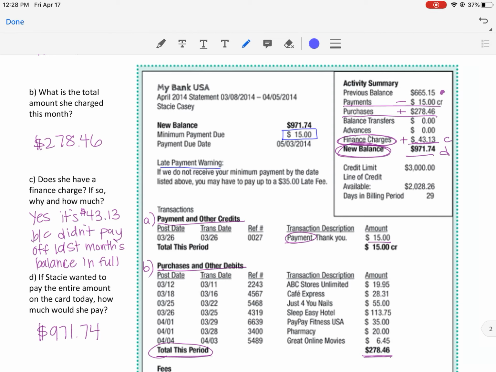And the other thing I want to point out over here on the right is the credit limit. The credit limit, in this case $3,000, is the maximum amount of money you can spend on your credit card. So when it says how much you have available, since she currently owes $971, that $2,000 is how much she could continue to spend on her credit card.